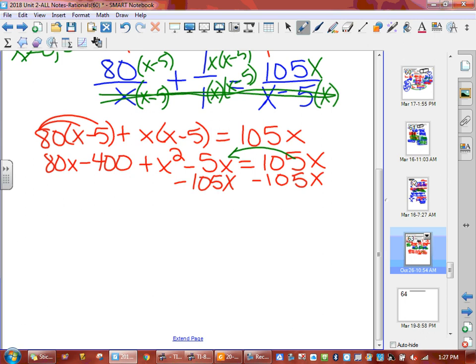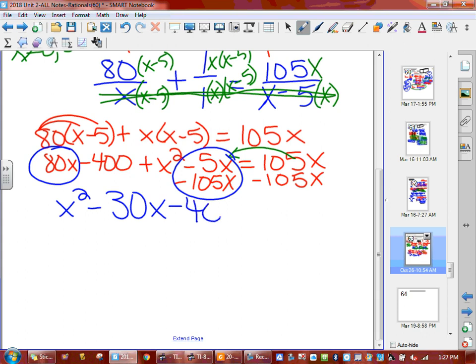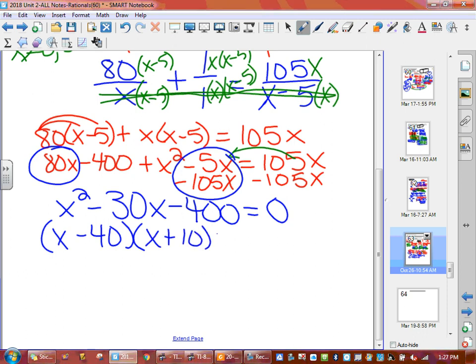All right. On the left-hand side now, let's see what we end up with. We have all these X's we have to add together. So I've got 80X, subtract 5X is 75X's, subtract 105. That's going to end up with a negative 30X's. So we're going to end up with X squared minus 30X minus 400 equals 0. That's after we add all those X's together. Okay? And then we diamond that guy out, we're going to get 40 and 10. So X minus 40, X plus 10 equals 0.